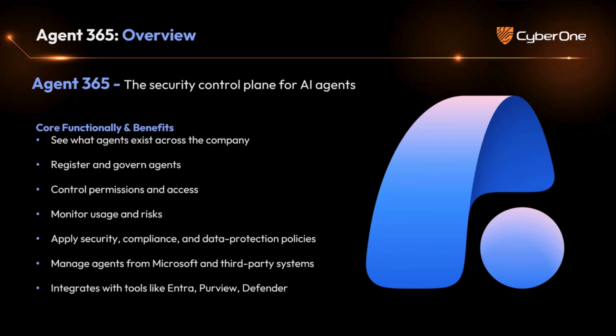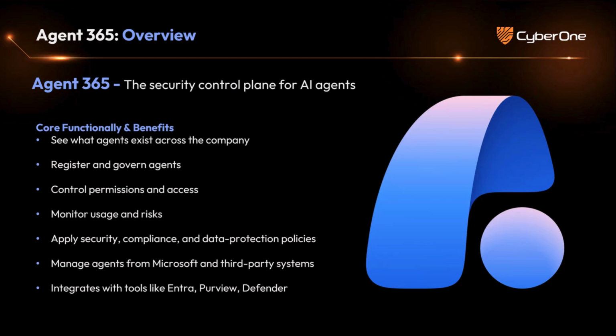Very important, obviously, like I said earlier, is monitoring of usage of agents. So who's building them? What are they building them for? What is the agent actually doing? Are there any latent risks with the agents? Have they been given excessive permissions? What do the agents have access to? All of that visibility is possible through Agent 365.